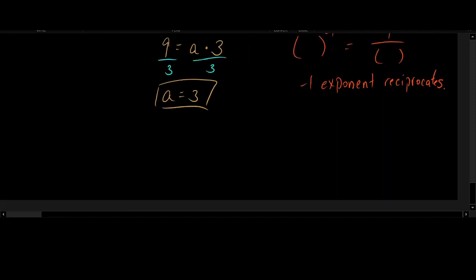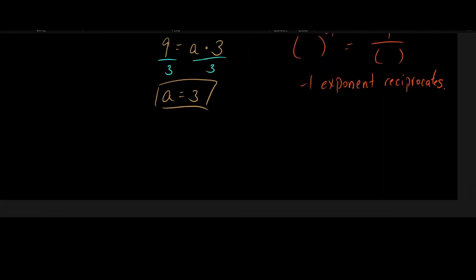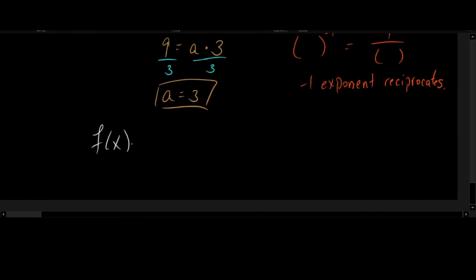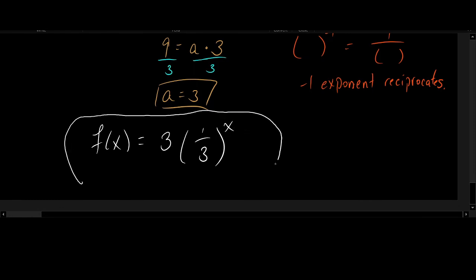Finally, let's just finish setting up our equation by putting the numbers that we've found into the correct positions. A is equal to 3. B was equal to 1/3. So our function has the form f of x equals a times b to the power x. And this is how we find the equation of an exponential function through 2 points when the a value is not given.